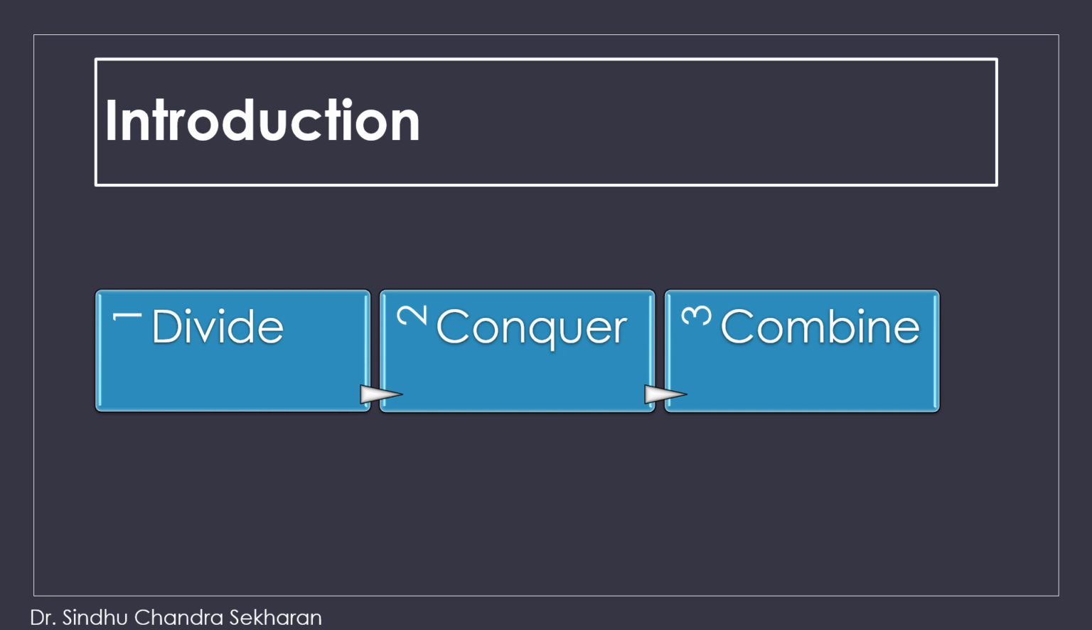Second step is conquer step, where we solve the subproblem either recursively or non-recursively, which is conquering the solutions. Next, we combine. So the solution of the subproblems can be combined to get the global result of the original problem. So first we divide, we conquer the sub-solutions, then we go for combining the sub-solutions into the global result.